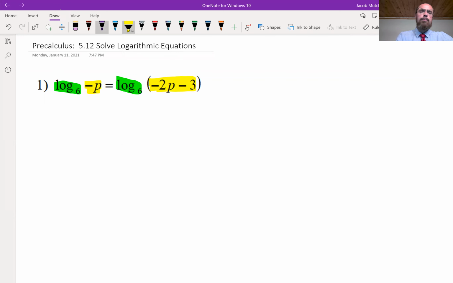That's going to be a simple linear equation. So I'll set it up: negative p equals negative 2p minus 3. To solve this equation, we can do it in one step by simply adding 2p from the right. It'll cancel there. And added to the left, negative p plus 2p is going to give us just p, and immediately we have a solution, p equals negative 3.